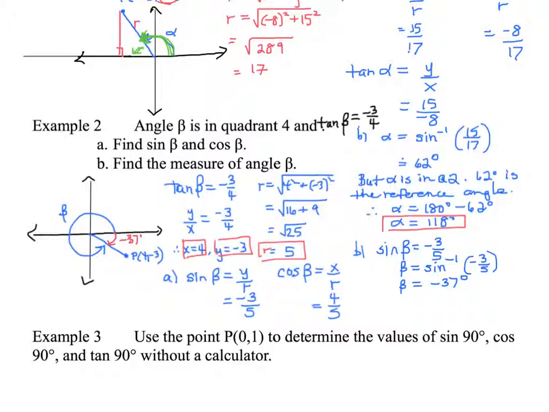We probably don't want to leave that like that, so to express this as a positive angle, see if I can fit this in here. We're going to subtract it from 360 degrees. So 360 degrees minus 37 degrees tells us that beta is equal to 323 degrees. Please refer now to part 2 of this video lesson.